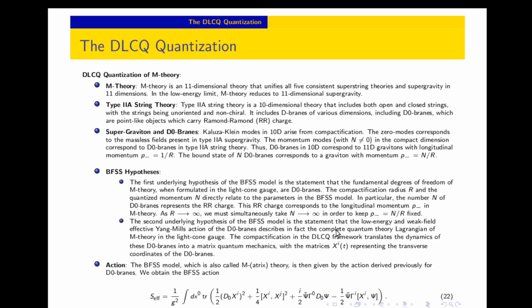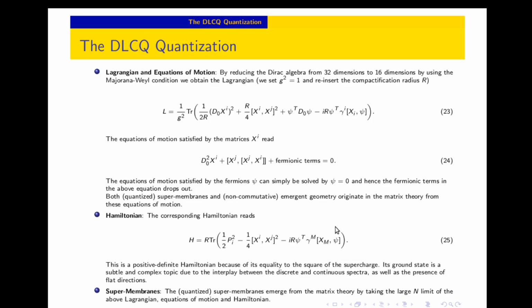By reducing the Dirac algebra from 32 dimensions to 16 dimensions by using the Majorana-Weyl condition, we obtain the Lagrangian in equation 23. The equations of motion are shown in equation 24. Both quantized supermembranes and non-commutative emergent geometry originate in the matrix theory from these equations of motion. The corresponding Hamiltonian of the BFSS matrix model is derived in equation 25. It is positive definite and has a complex ground state due to the interplay between discrete and continuous spectra, as well as the presence of flat directions.